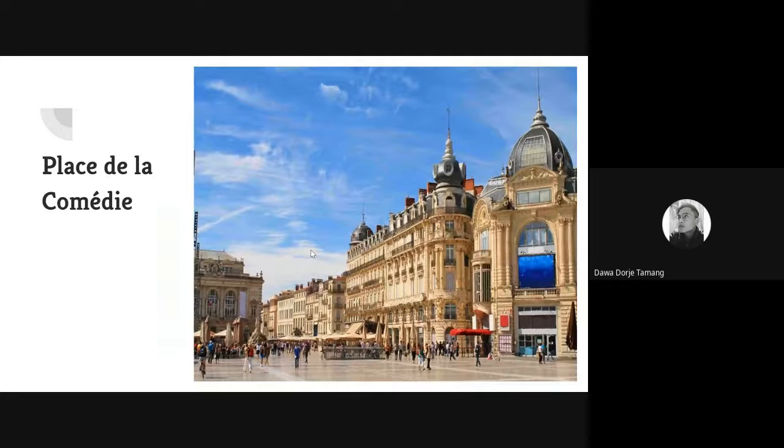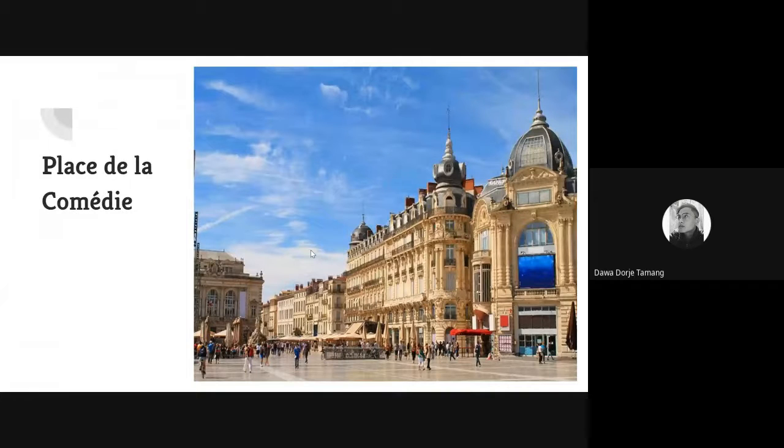So after having lunch, we decided to visit a place which is nearer to Montpellier. So we decided to visit the place called Place de la Comédie. This place is the ideal starting point to explore the historic center of Montpellier.